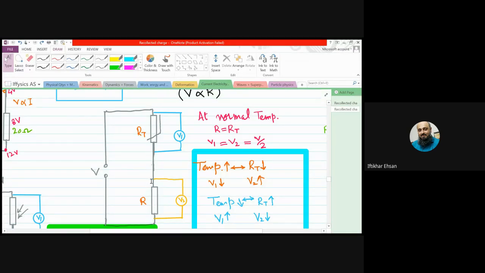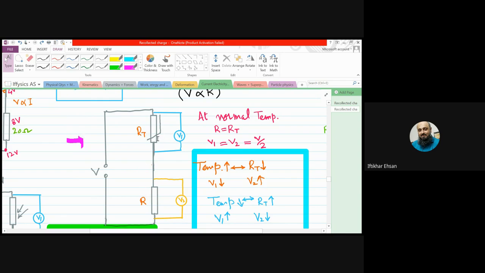They are in series and connected to a source providing the total voltage V. So the voltage is divided across both of them. To find their voltages, we connect two voltmeters, V1 across this one and V2 across this. The thermistor is a heat sensitive resistor which changes with temperature. At normal or room temperature, R and RT are equal.